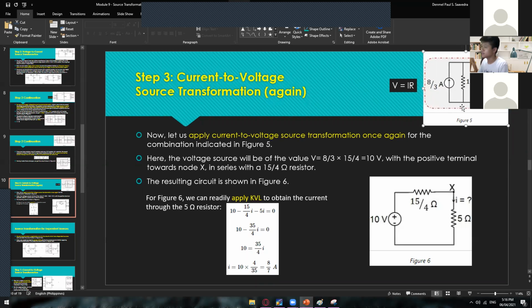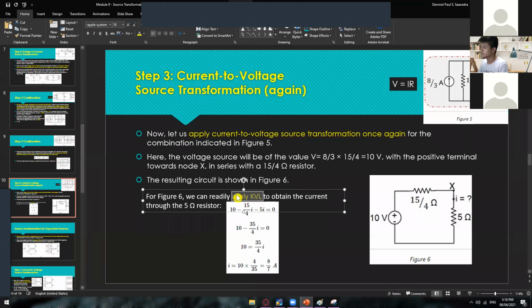Okay, so from here, we have transformed this one again. This is the third transformation now. We have transformed the current into a voltage source. Again, if it's a current, it must be in parallel. Once you transform that one into a voltage, it will become a series connection, and the value of your resistance will be retained, which is 15/4. From here, we can already apply KVL. Just one loop in here for you to be able to get the value of I.